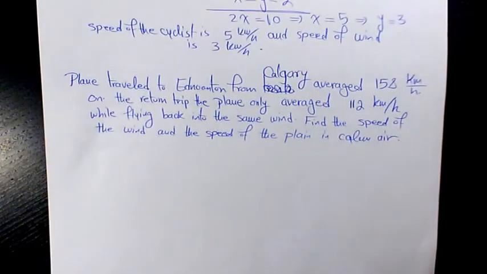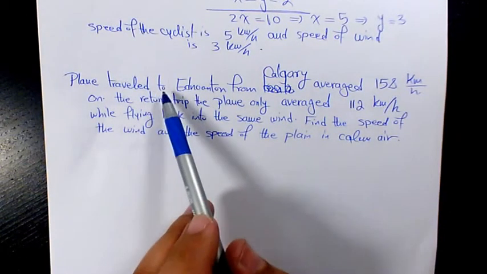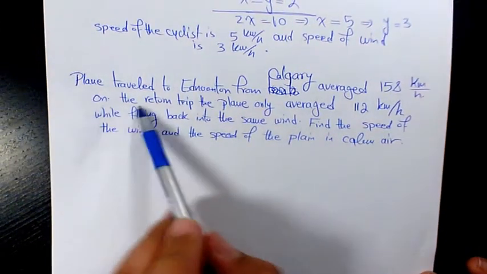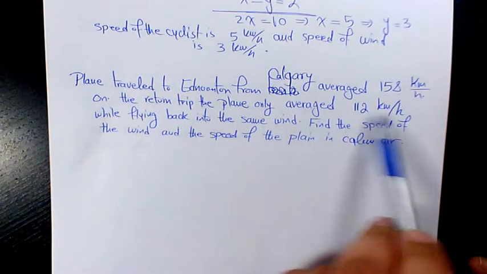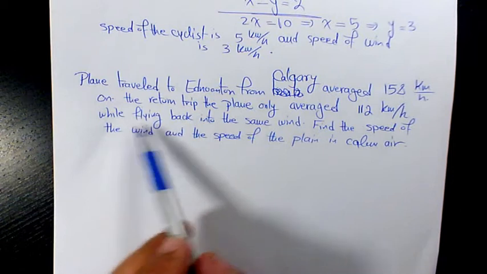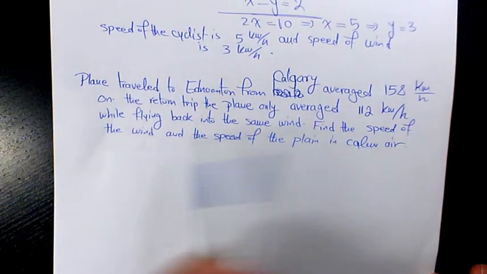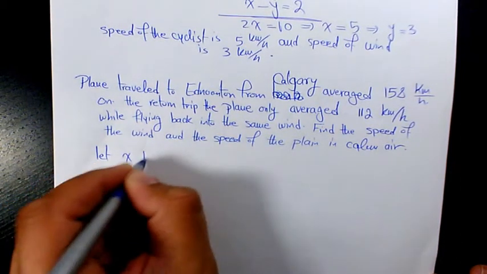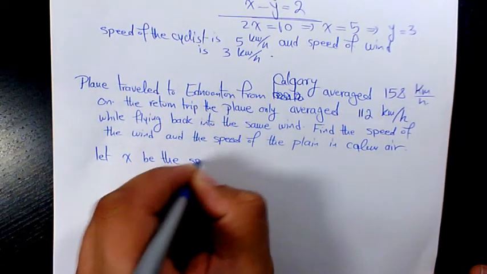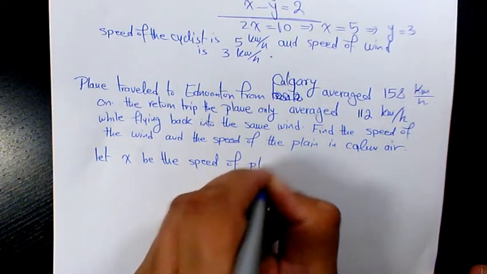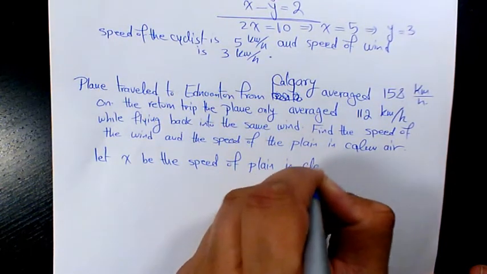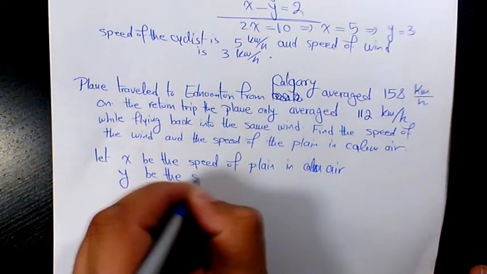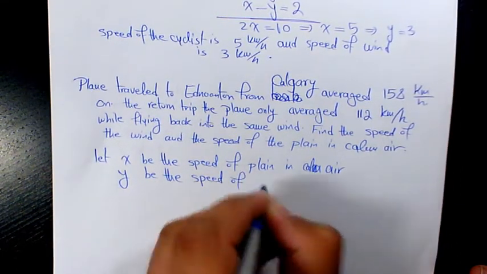Next example. A plane traveled to Edmonton from Calgary, averaging 158 kilometers per hour. On the return trip, the plane only averaged 112 kilometers per hour, while flying back in the same wind. Find the speed of the wind and the speed of the plane in calm air. So let x be the speed of the plane in calm air and y be the speed of the wind.